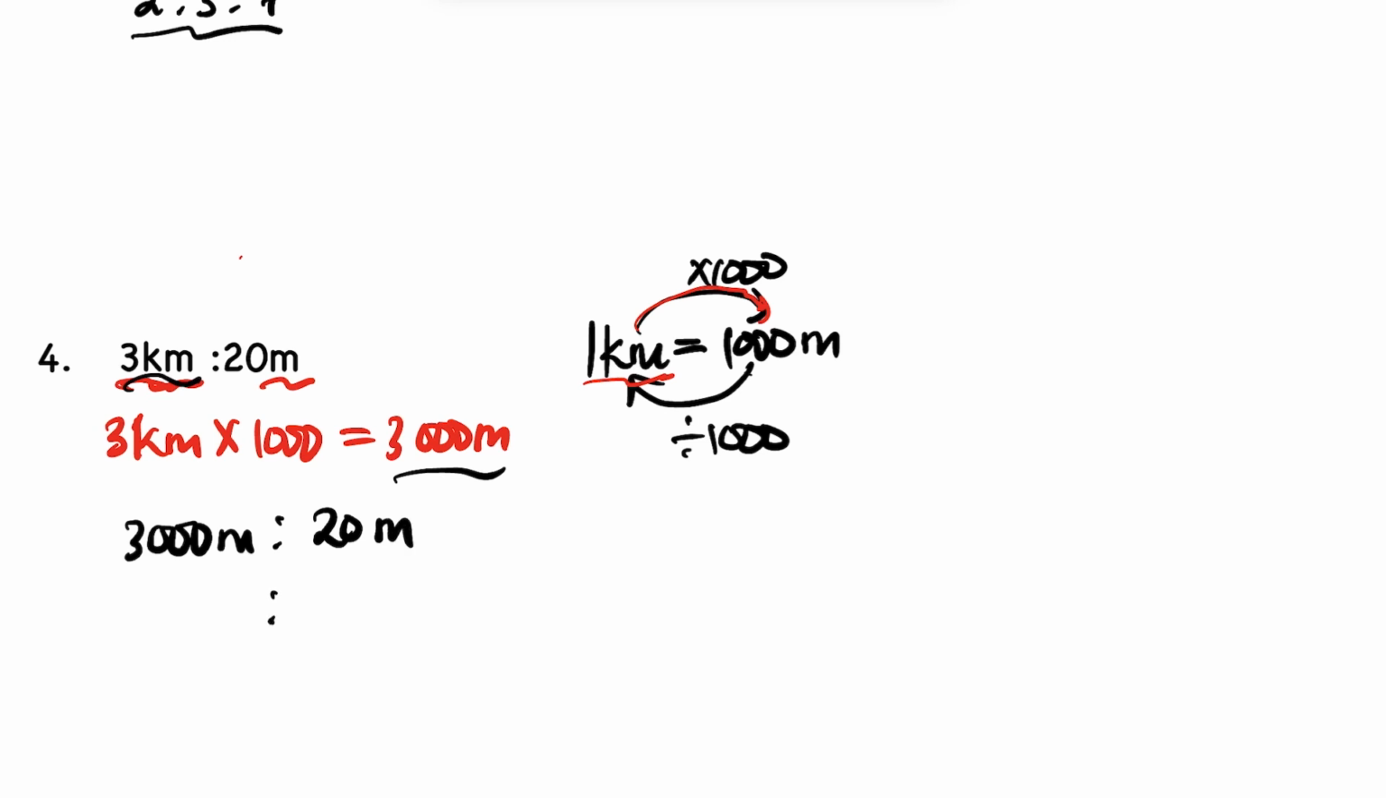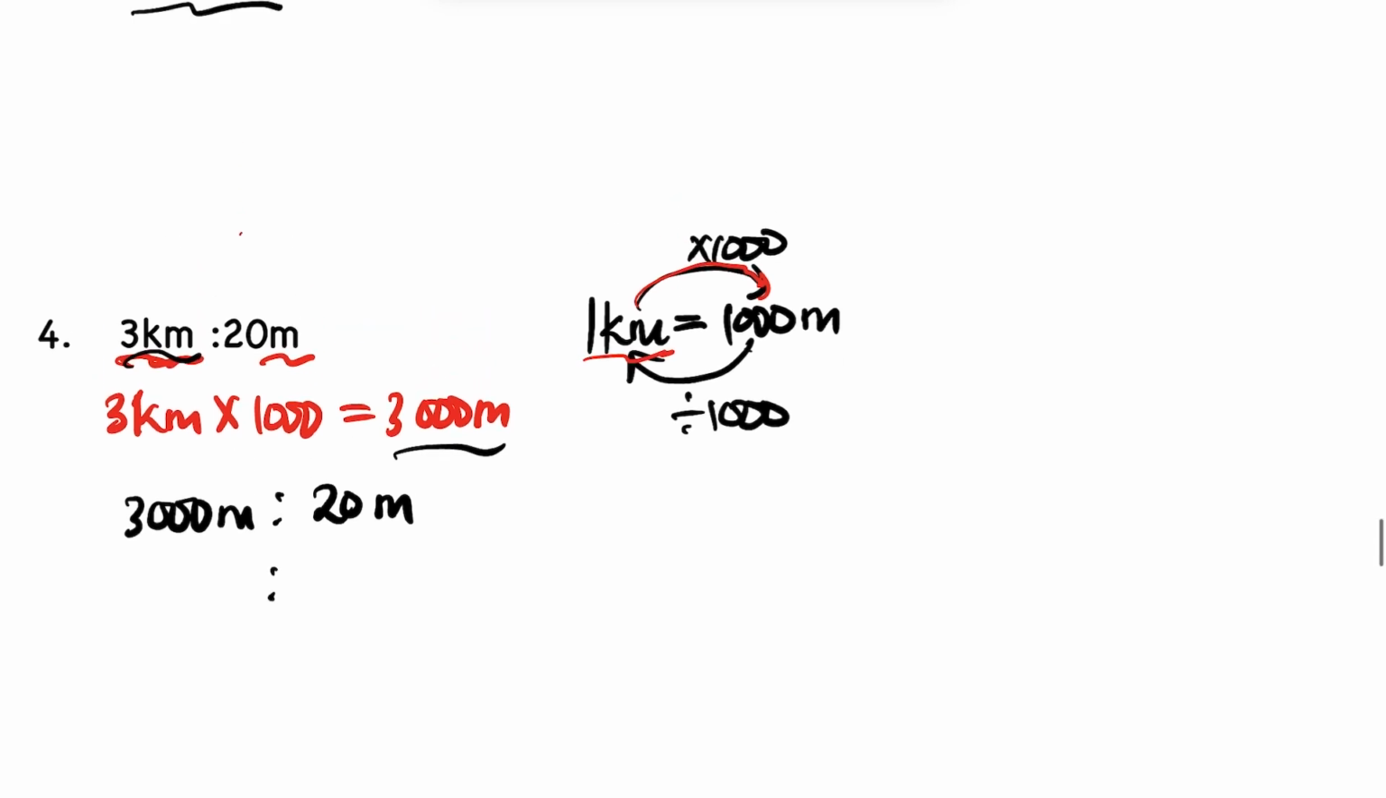So now remember what you have done here. We cannot solve this ratio without making the units the same. We have different units, kilometers and meters, so you can't proceed with that. So now we have to find the HCF. The HCF between the two numbers is 20. So what are we going to do with the 20? We divide by 20.